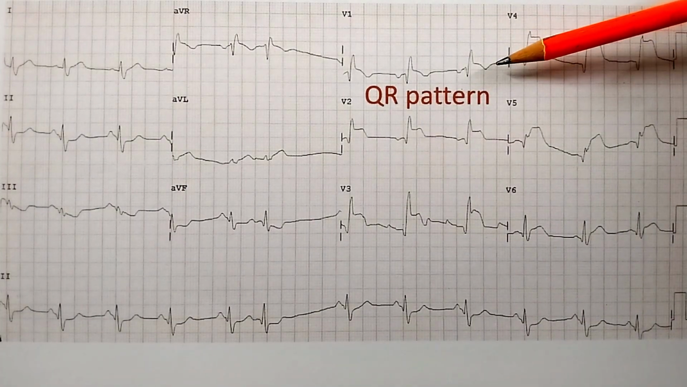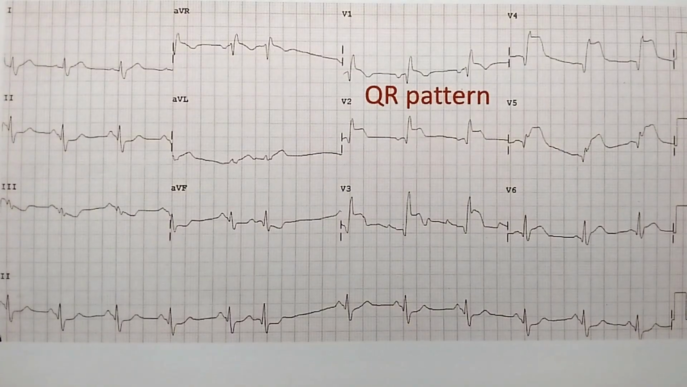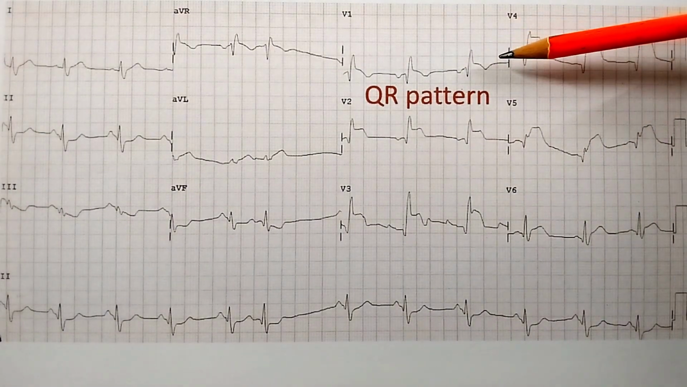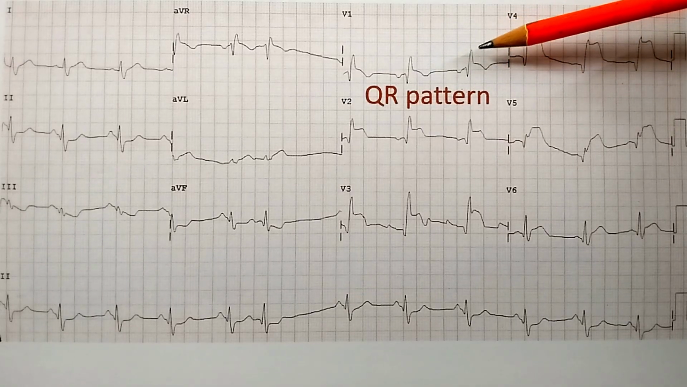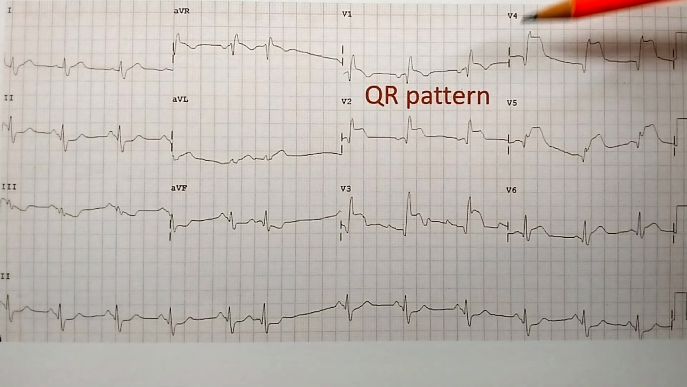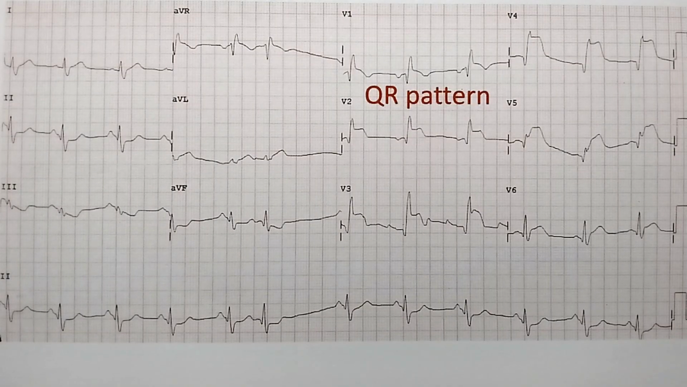T inversion in V1 cannot be taken as because of evolution. It could be secondary T wave change of right bundle branch block. Conduction abnormalities also can cause T inversion. T inversion in V1 is also seen in right bundle branch block.